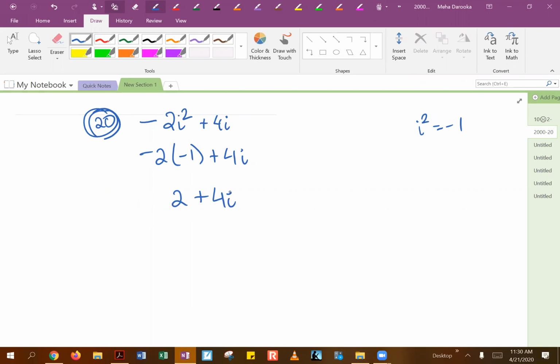No, that would be just it, because we really couldn't do much with 4i unless you went back and replaced the i as a square root. And they're just asking us to write this in the standard form of a complex number, right? So you just need to stop right there. So yeah, it was just a matter of clearing up that i squared and changing the sign. Alrighty, very good. Nice.